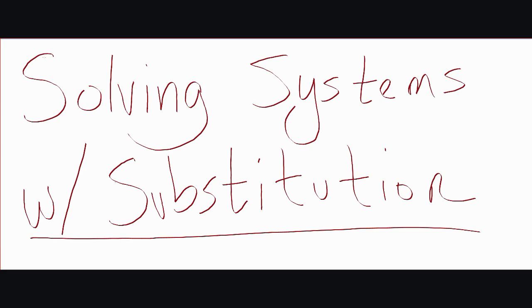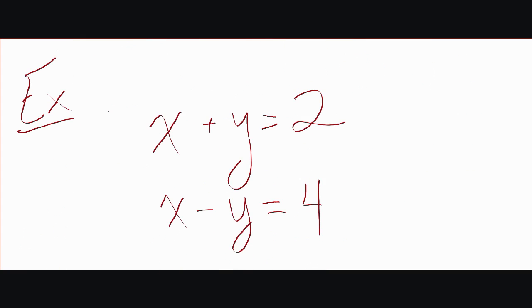In this video we're going to discuss solving systems of equations using substitution. In the past we worked with graphing, graphing the two lines, and now we're going to work with substitution, which is another method that we have to solve a system of equations. Let's jump right in. Here we have an example, x plus y equals 2 and x minus y equals 4. This is the system we are working with here.